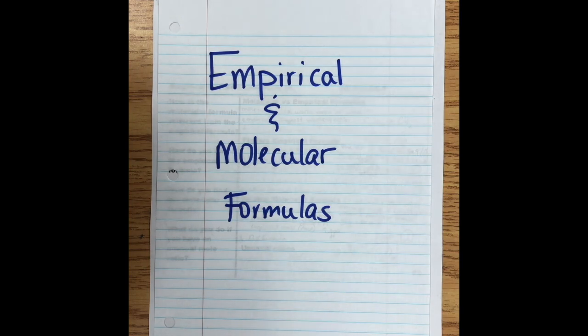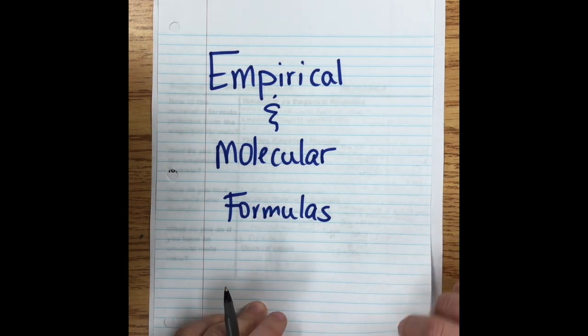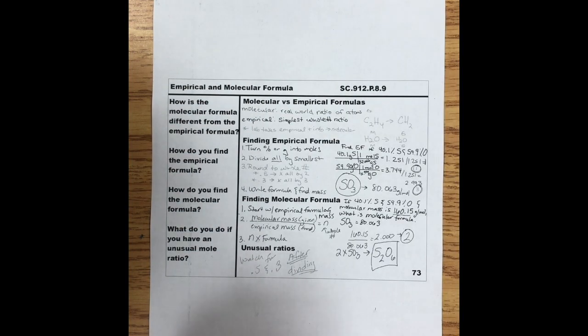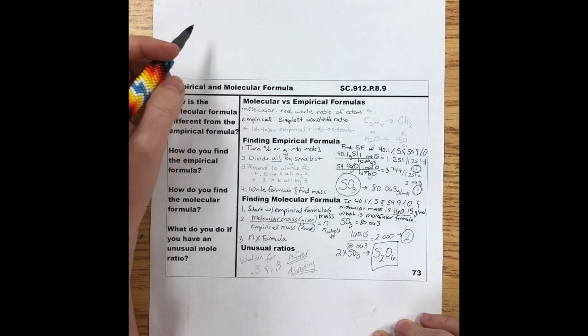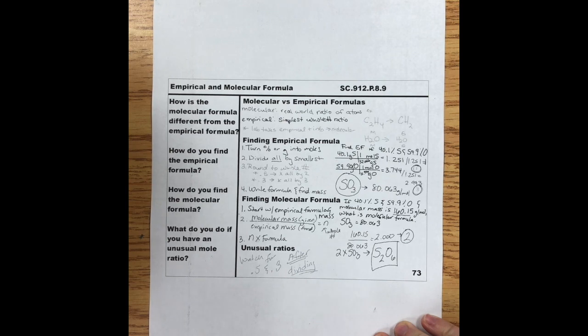All right, this is finding empirical and molecular formulas. We're going to be looking at the notes that you have on page 73 in your IMB. Empirical and molecular formulas, and our state standard is P.8.10, which deals with formula representations. We have 4 focus questions that we're answering.